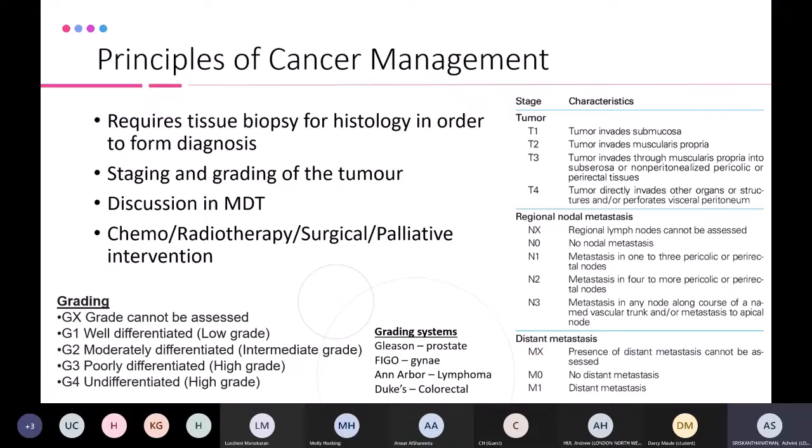Some key grading systems that you might want to know for your exams are the Gleason for prostate cancer, FIGO for gynae cancers, Ann Arbor for lymphomas, and Dukes for colorectal cancers. And all cancer patients are discussed within an MDT, and that MDT outcome will dictate what the plan will be going forward. So whether it's chemotherapy, radiotherapy, surgical, a combination of these, or palliative interventions, which can also include any of these three.